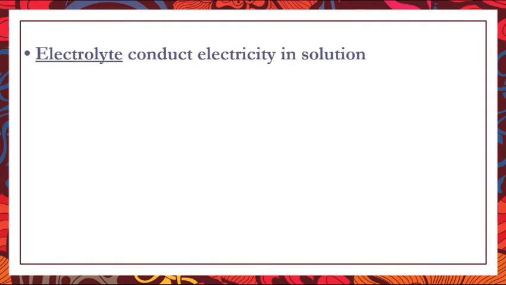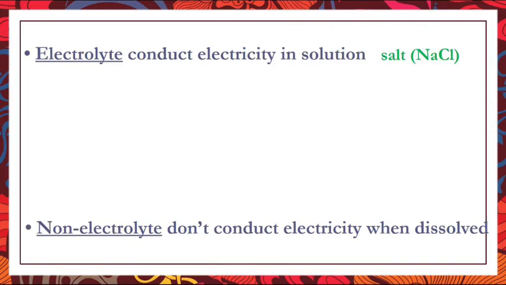Now, we have to talk about these electrolyte things, and an electrolyte is really just a solute, a substance that conducts electricity when it's dissolved in solution. So it kind of makes sense. Salt is a very common electrolyte. Let's go ahead and jump down and define non-electrolyte, because it's just the opposite. It's a substance that doesn't conduct electricity when dissolved. And a very common example of that is ammonia.